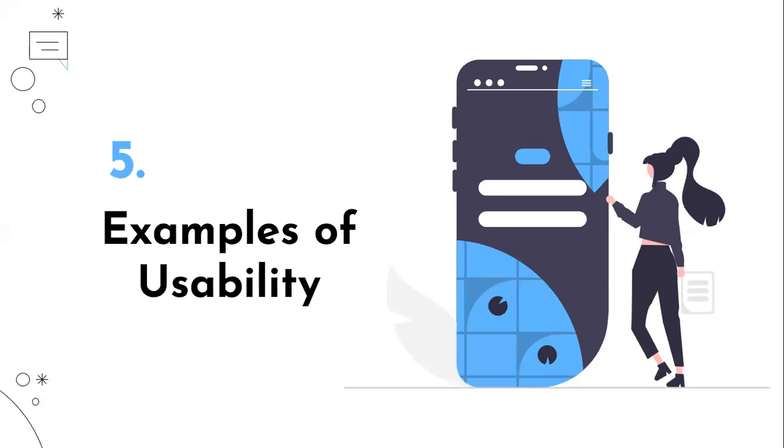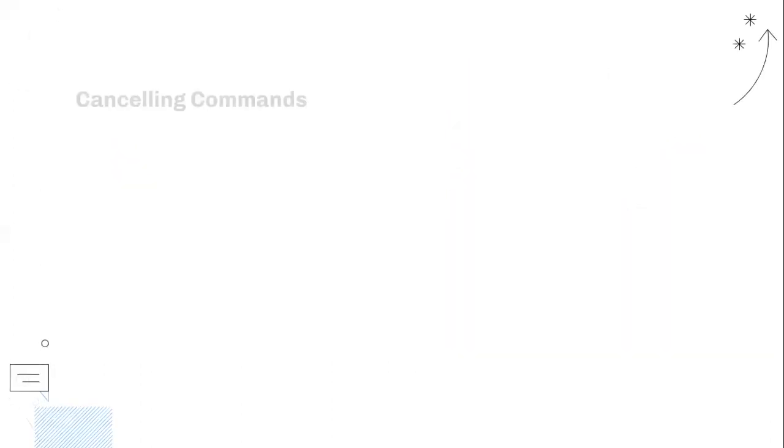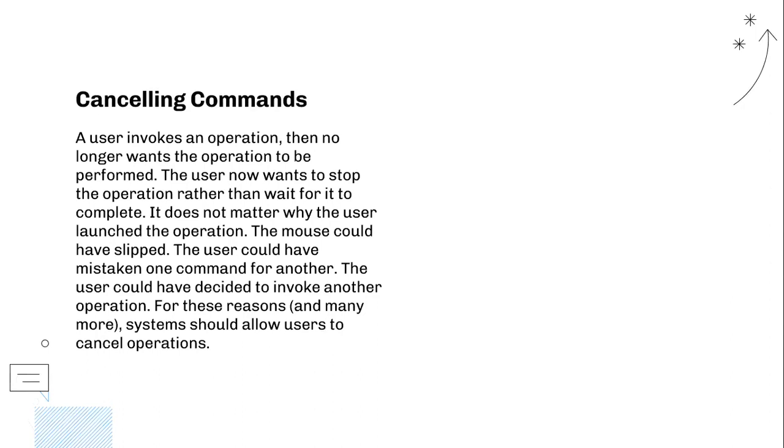Next, we will cover examples of usability. For the first example, we can talk about canceling commands. When a user invoked an operation, then no longer wants the operation to be performed, the user now wants to stop the operation rather than wait for it to complete. It does not matter why the user invoked the operation.